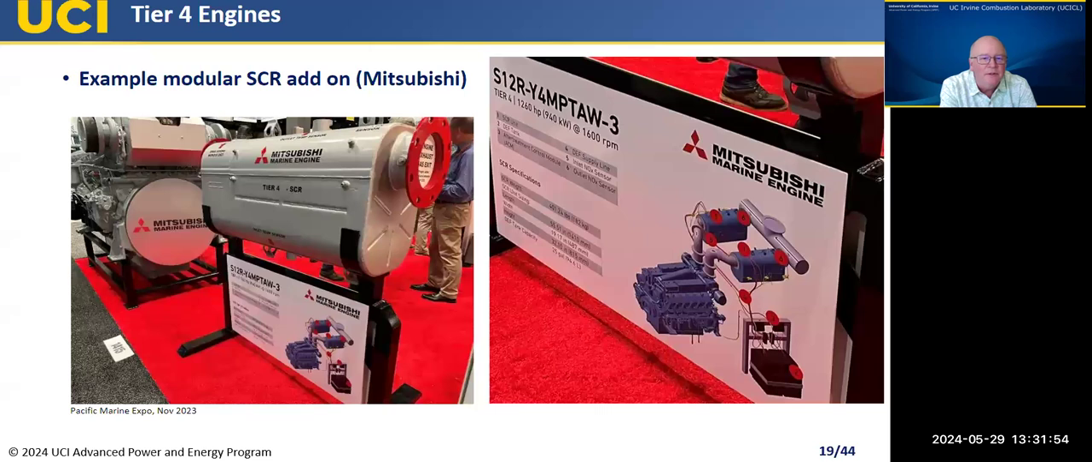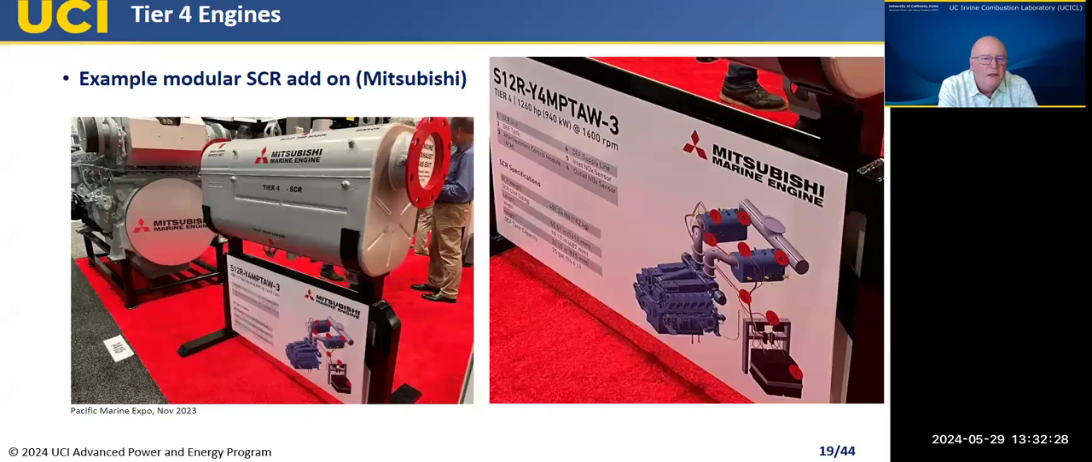So these are some examples that some of the engine companies have developed as a modular add-on. This is one example from Mitsubishi, and you can see the module there on the left image, and then on the right image you see a little cartoon that's got the engine, then two exhaust pipes coming out, and then this SCR module connected to that. So this is the way Mitsubishi has implemented this for this engine.